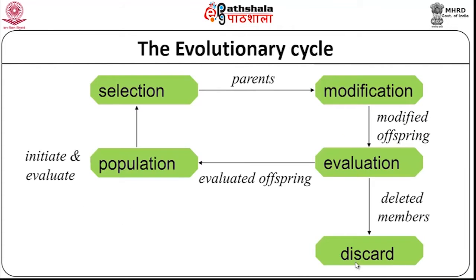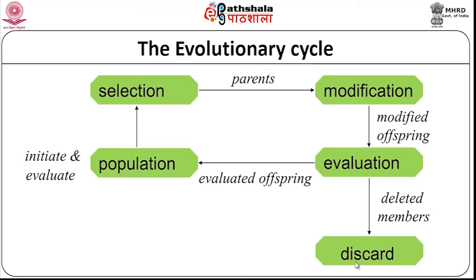Now, this is the evolutionary cycle. Okay. So, what is the evolutionary cycle? We have parents, you have a population. So, you initiate and evaluate the population, and from that you do the selection process. From the selection you get the parents, and then you do a modification to get modified offspring, then you evaluate the offspring. If they are not very good, then you discard those offspring, otherwise you evaluate the offspring and put it in the population, so that they go into the next generation.